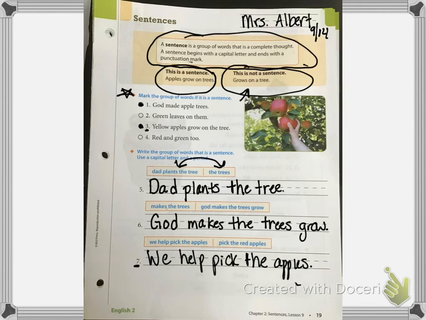So this is the front page, and on the back of this worksheet and on workbook page 20, you're going to be doing the exact same thing as what we did on page 19. So I want you to go ahead and do the back, and I want to see how well you remember what we did on the front. So go ahead and do that, and I can't wait to grade it, and I can't wait to see how you do on this.